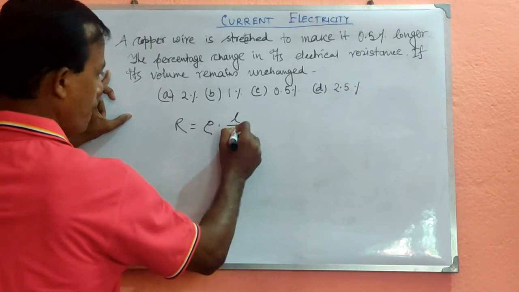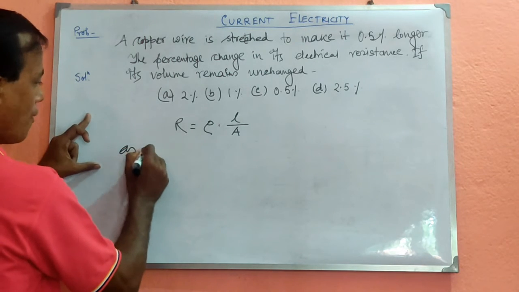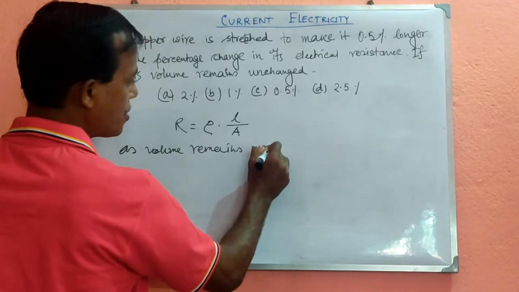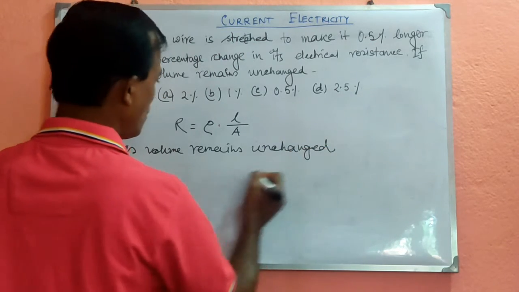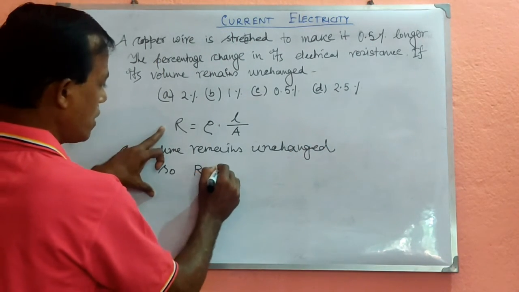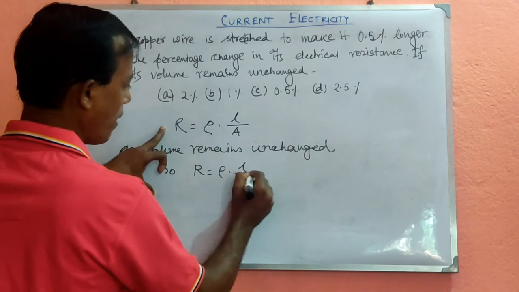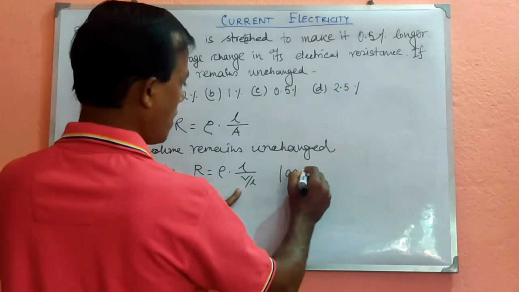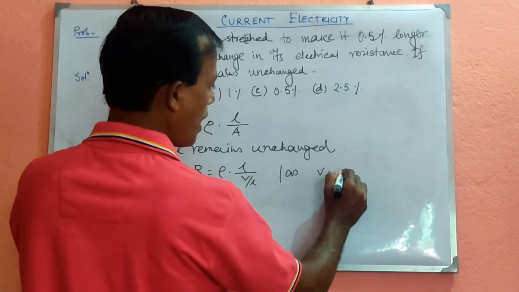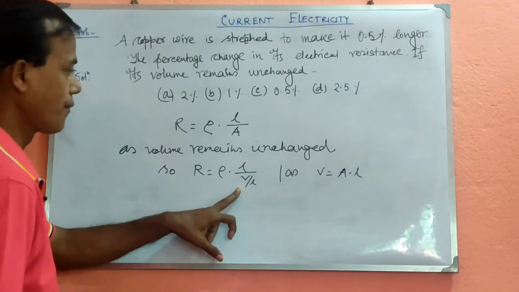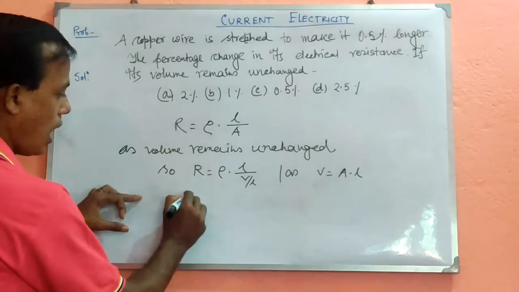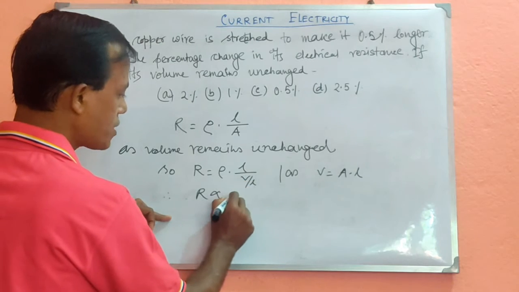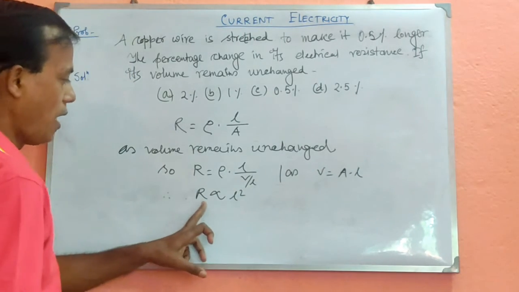rho into L by A. As volume remains unchanged, R is equal to rho into L by V by L, as V is equal to A into L. Now R proportional to L square, because L comes upper, R proportional to L square.